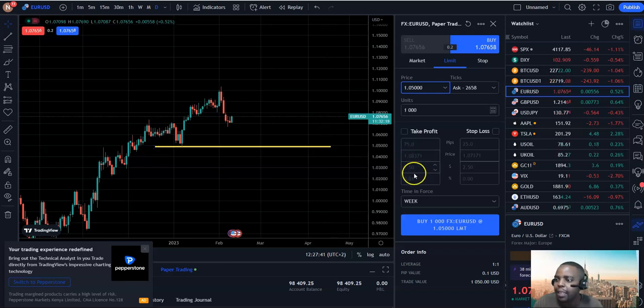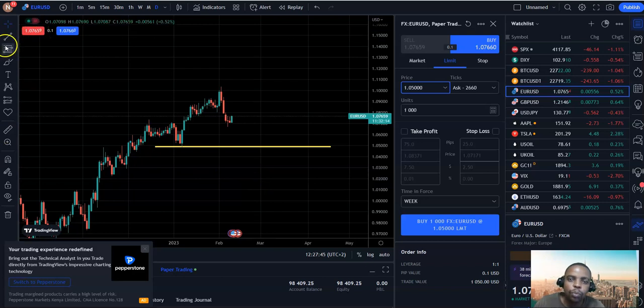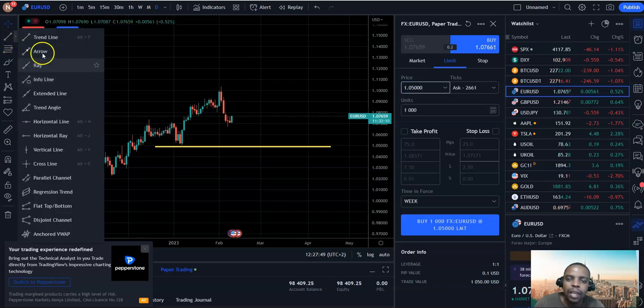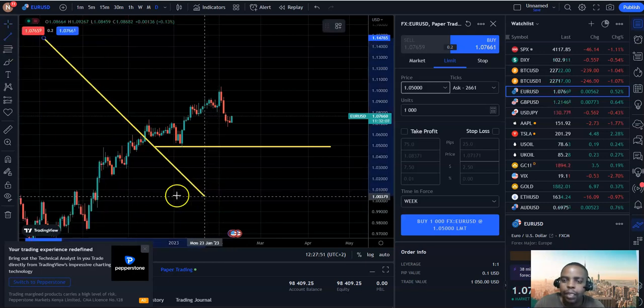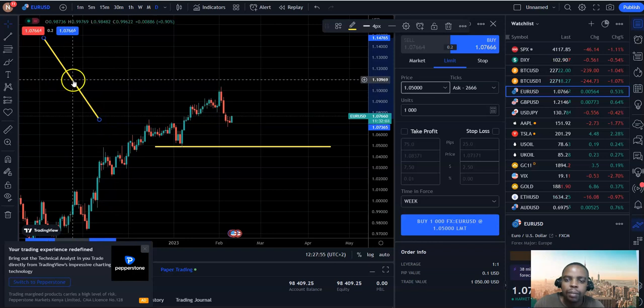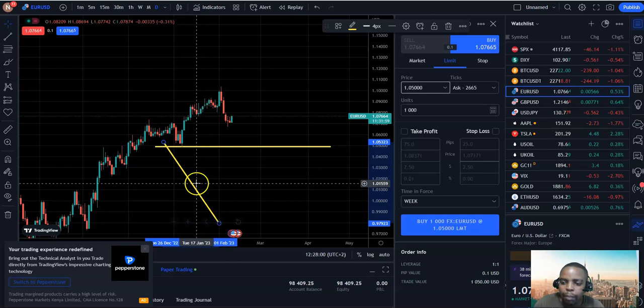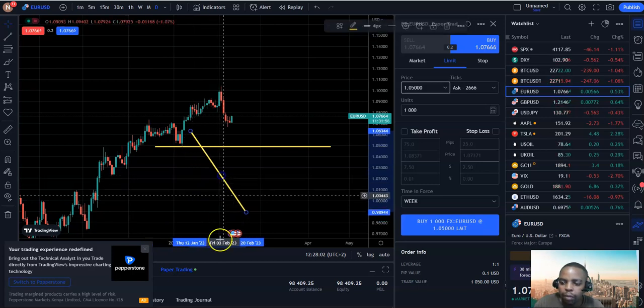So I want to buy it here, and I still need to put in the stop loss and take profit. They still need to apply. Let me take it out. Maybe I might change the color for it, but now it's fine. So I still need to apply my stop loss and my take profit.